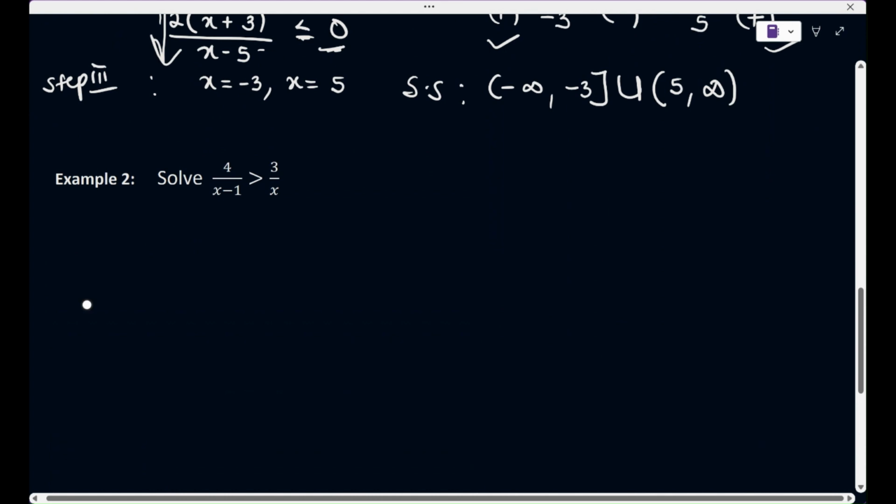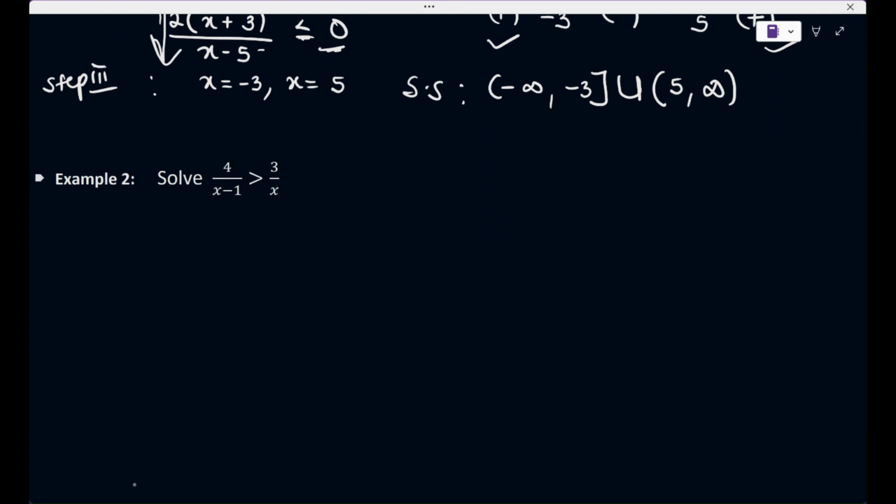So what do we do in this one? Here, the first thing is to transfer to the other side. So we have 4 over x minus 1 minus 3 over x. This will be greater than 0, because there is no equality here.